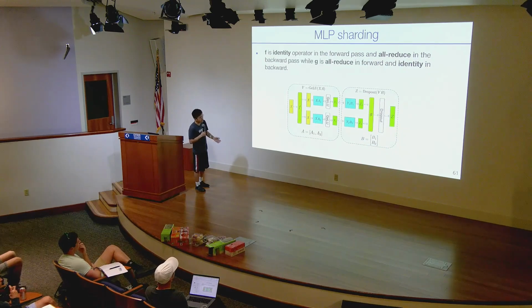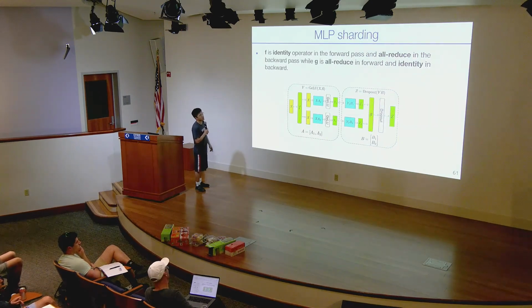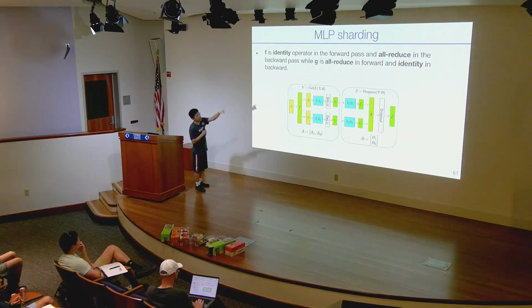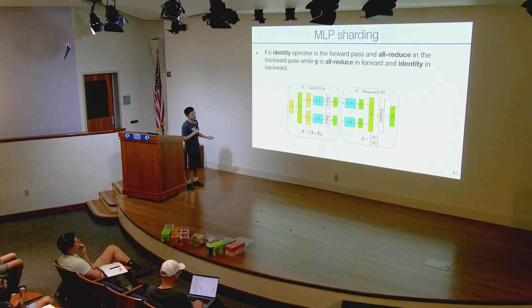And then the backward pass would be similar to what I described, where G would be identity, and then F there would be an all reduce in the backward pass. But this is the fundamental building block of how the MLP works. And also very similar, which I'll show, is how the attention works as well.